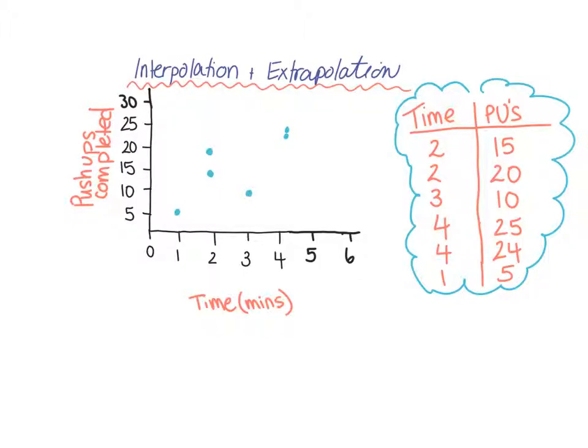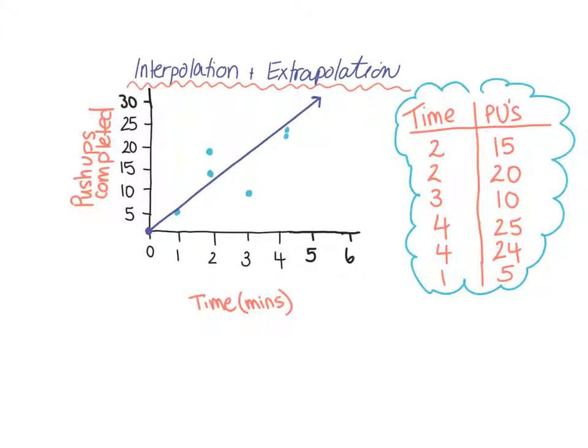And you know what else? I'd back this line up so that it started at the y-axis. And the other thing I would think about is, in 0 minutes, could you actually do any push-ups? I don't think so. So maybe I'd make sure my line started at 0, because if there's no time going by, how can you do a push-up? Okay, so let's say I'm happy with that. There's my line of best fit.